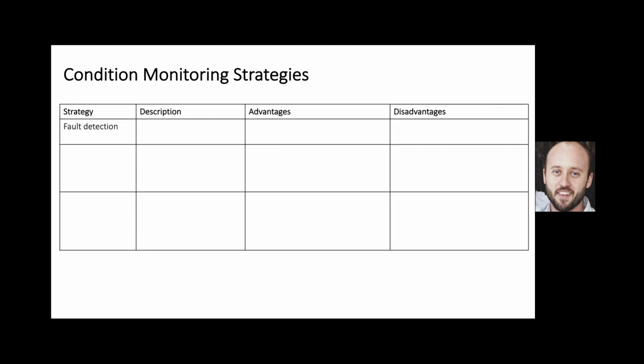So the most basic level of condition monitoring is what we would call fault detection. And that is just simply determining that something happened. So we don't necessarily know what happened or when something will happen in the future, but we know that something happened. A state has changed, temperature has changed, vibration has changed, and we think that this might be related to a fault in the system. So this is typically the lowest cost condition monitoring solution to implement, and typically the simplest.